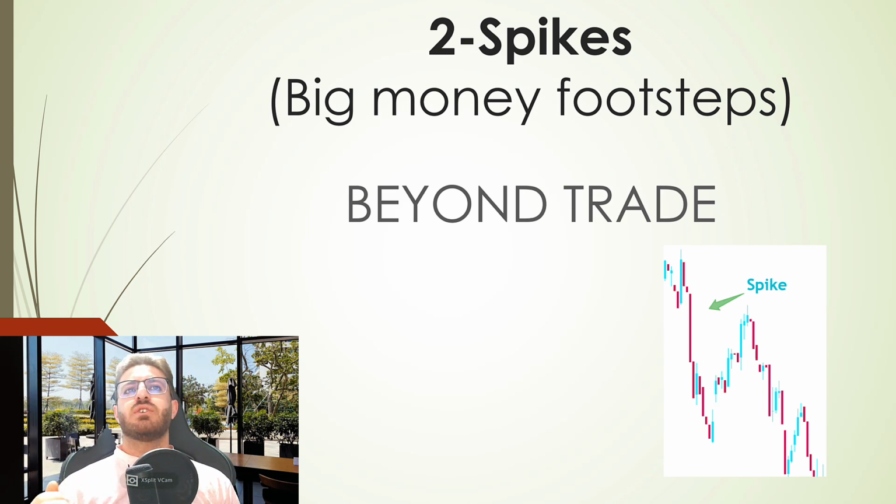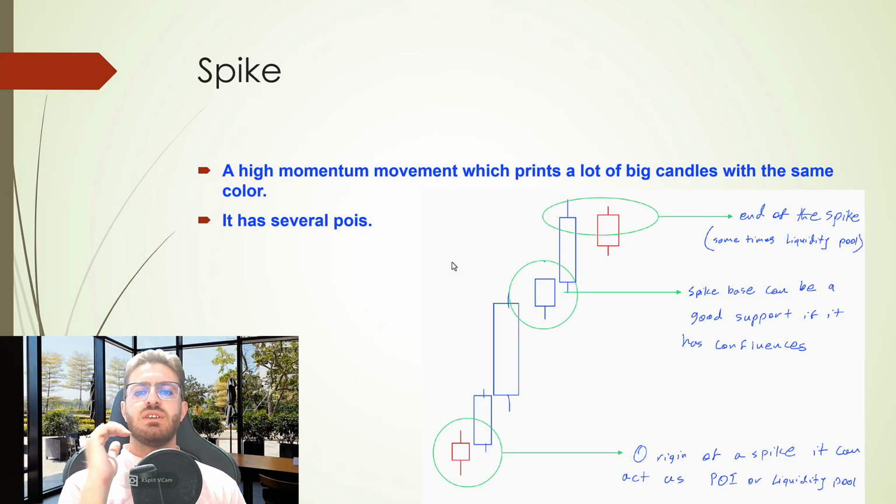Spikes are important for us because they are footprints of big money or big entities in the market, because they are very impulsive and powerful movements to the upside or to the downside. Either something big happens in the markets, or a lot of stacks of big orders are operating in the markets. What's a spike? A spike is a very high momentum movement which prints a lot of consecutive same color candles to the upside, so blue or green, and to the downside, for example, red.